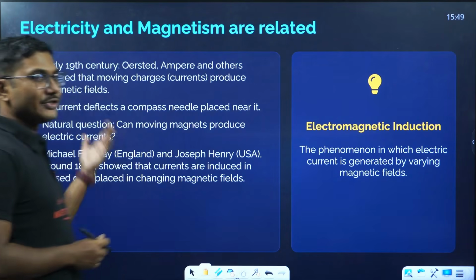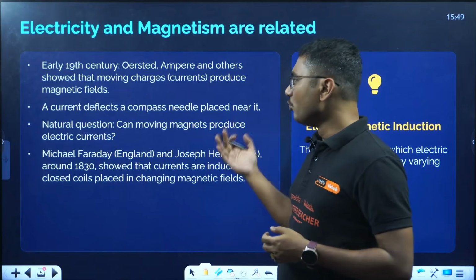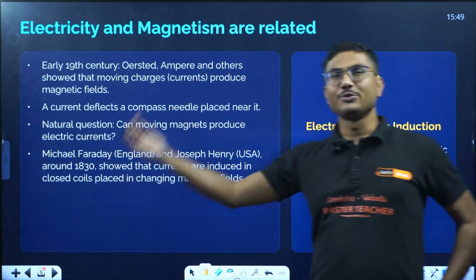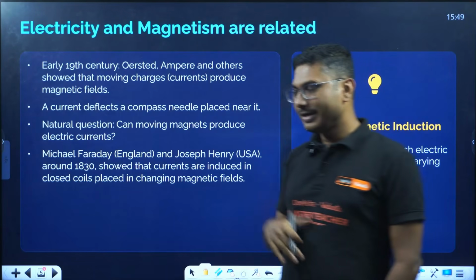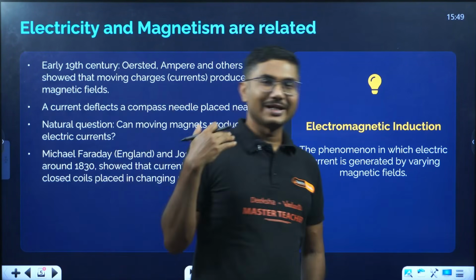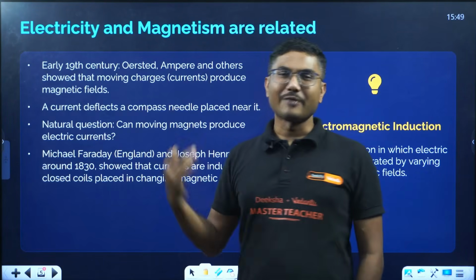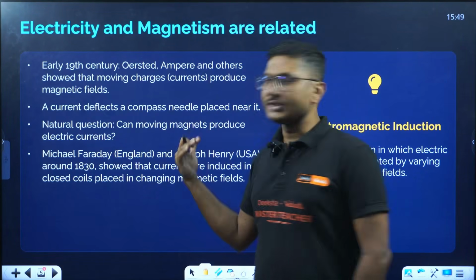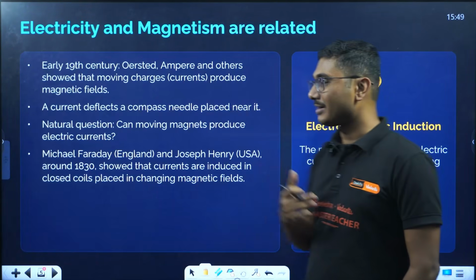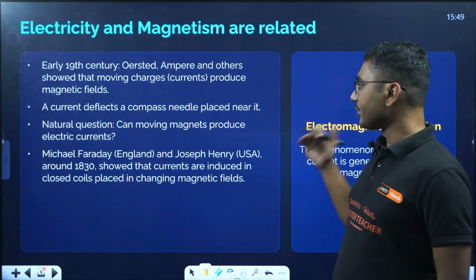That's what we have learned in our lower grades. Now, a natural question, as I mentioned that nature loves symmetry: can moving magnets produce electric current? Moving charges produce a magnetic field. So if we have a magnet and we move it, can we produce electric current or not? That's how science progresses. You have to ask questions. This is the natural question that came to their heads, and they tried to solve this problem. Okay, Michael Faraday and Joseph Henry.